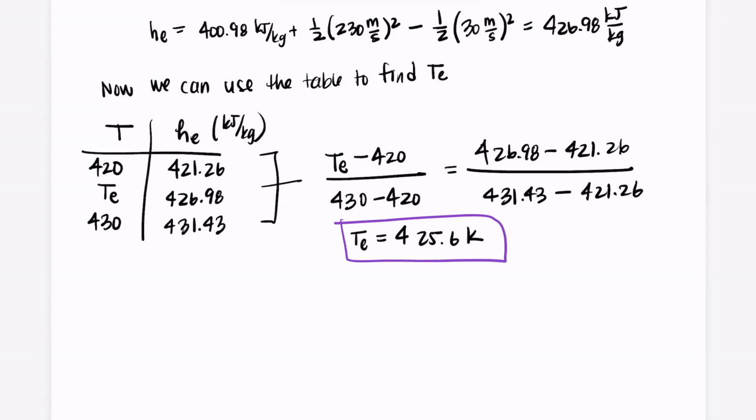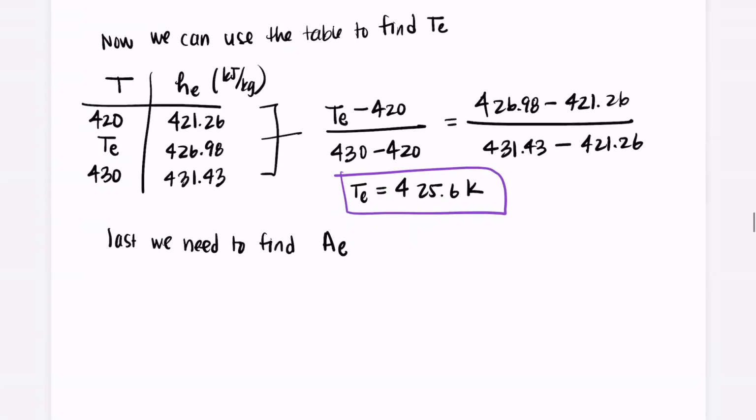Now all we want to do is find A, right? So last we need to find AE. So at the exit, we have that M dot E is equal to AE VE divided by specific volume of E. All right, this is earlier in the note packet. This is just the definition of mass flow rate, right? Okay, so we still need to have VE.